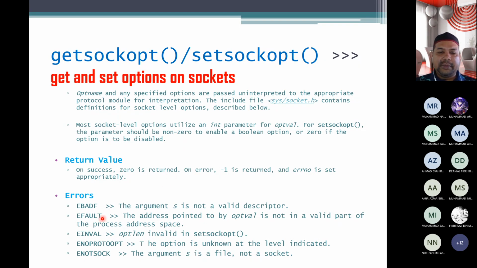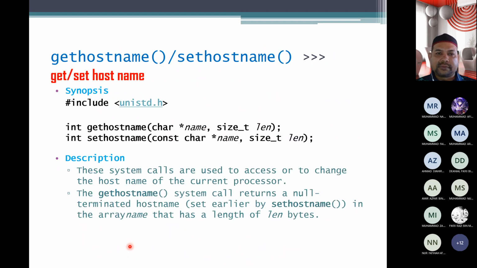Okay, ni error-error macam tadi juga ada EBADF, EFAULT, EINVAL, ENOPROTOOPT, ENOTSOCK, kan? Then daripada set sock opt dengan get sock opt, kita ada set host name dengan get host name. Untuk apa ni? Untuk system call, untuk ni kita panggil system call lah. Function ni kita panggil system call. Ada kurungan ni panggil function kan? Okay. So nama lain kita panggil system call.